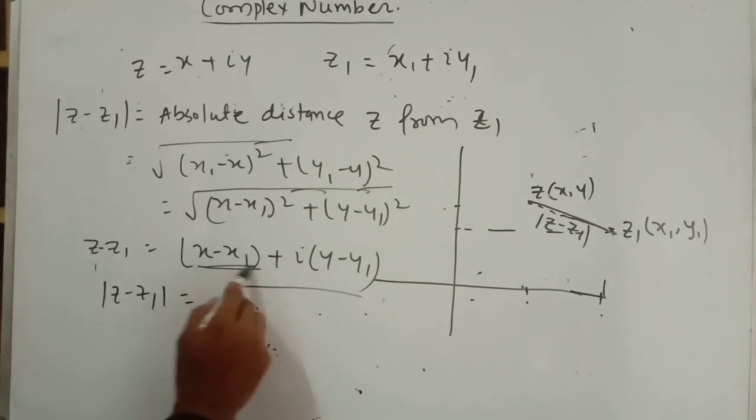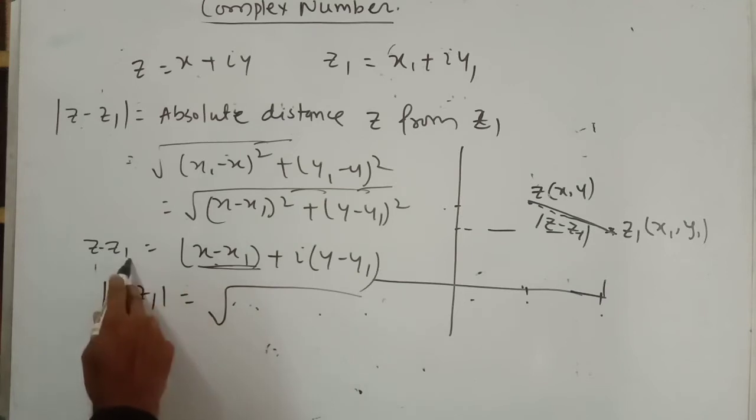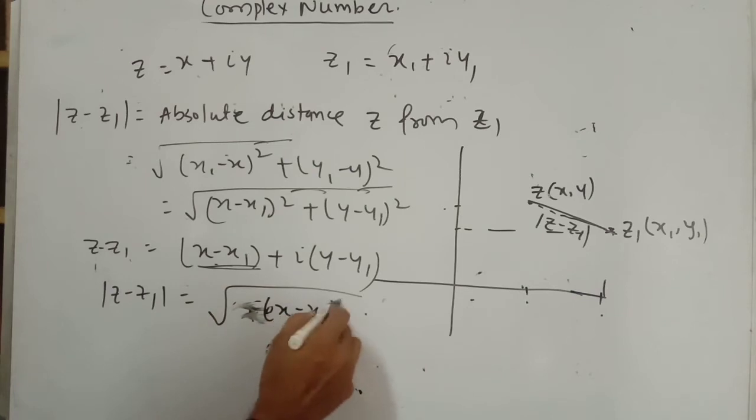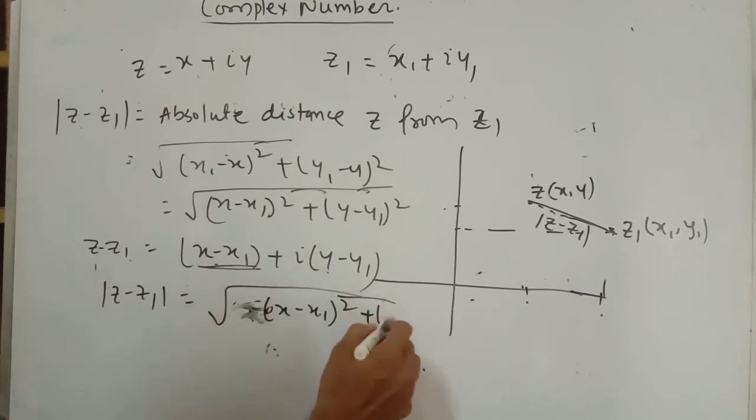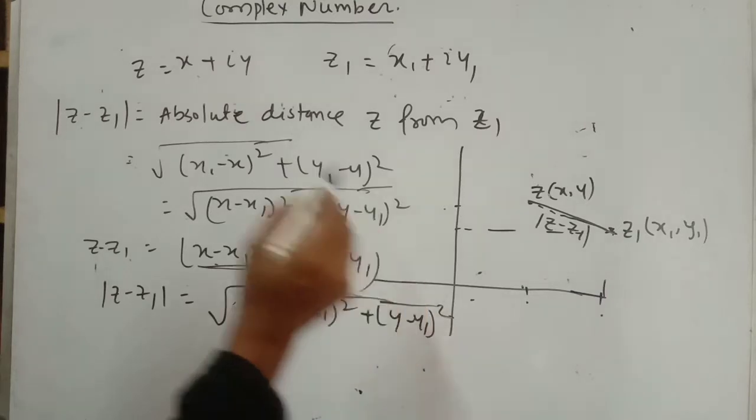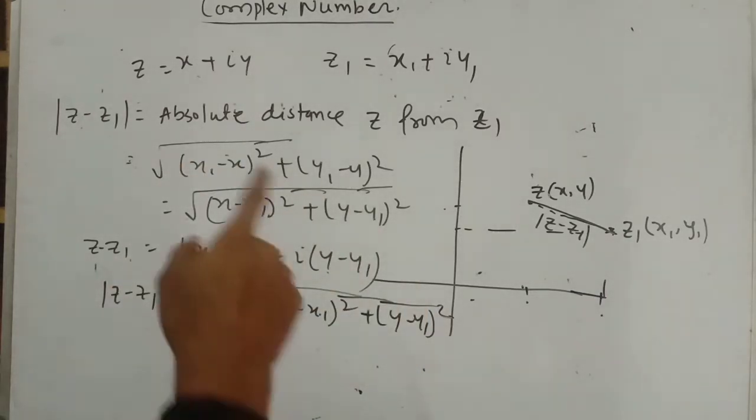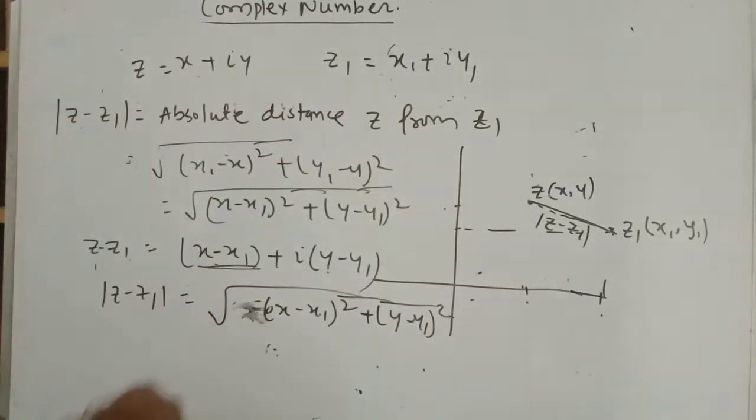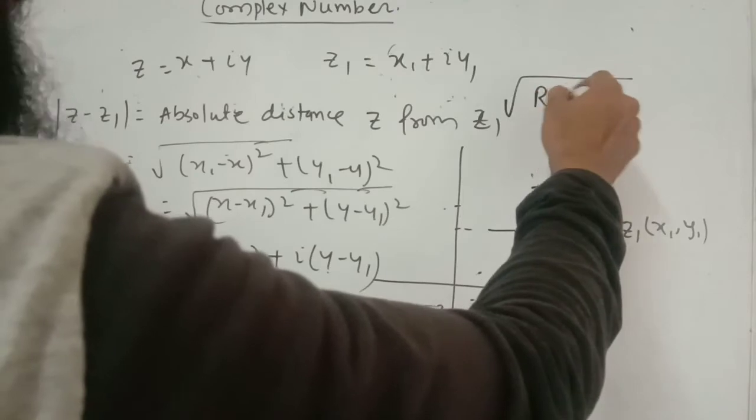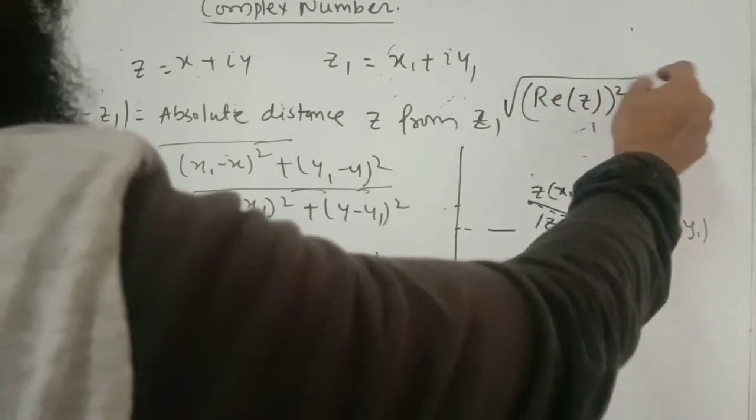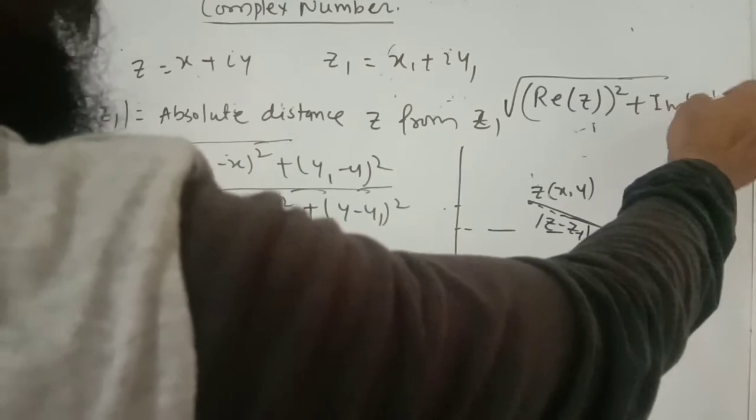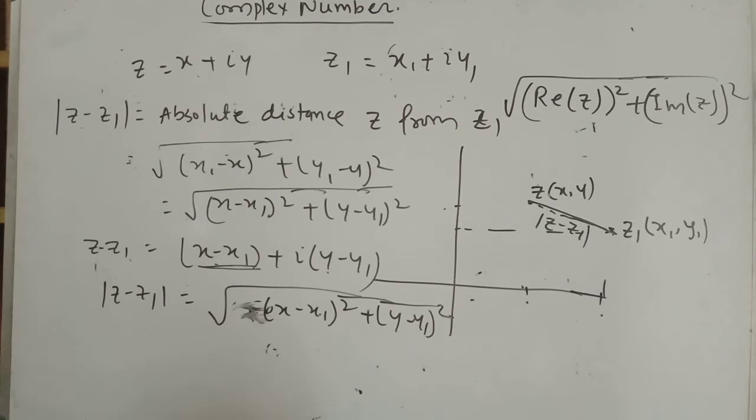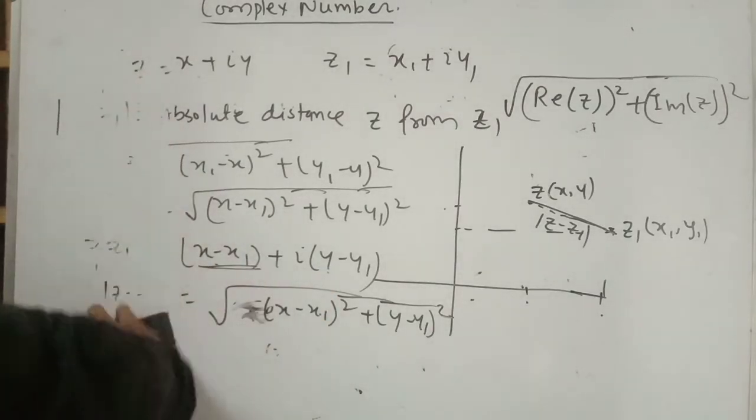So what is the real part? Already told. This is the real part of this complex number, so you can write x minus x1 whole square, and the imaginary part is y minus y1 whole square. Okay. So you can also find it with the help of the Argand plane, or you can use this formula: real part of z whole square plus imaginary part of z whole square. Okay. So now understood?